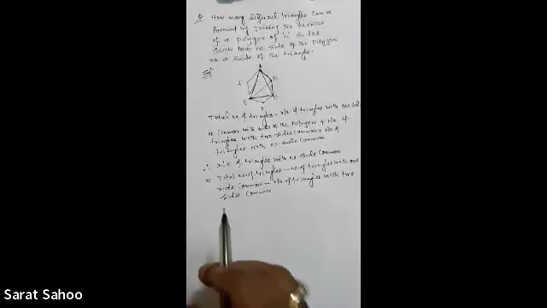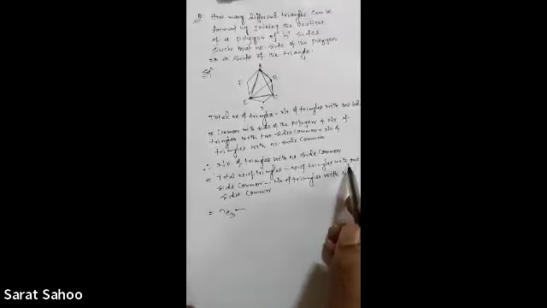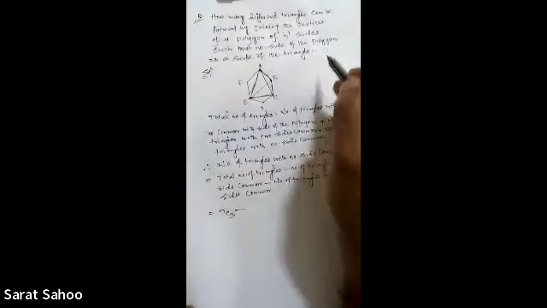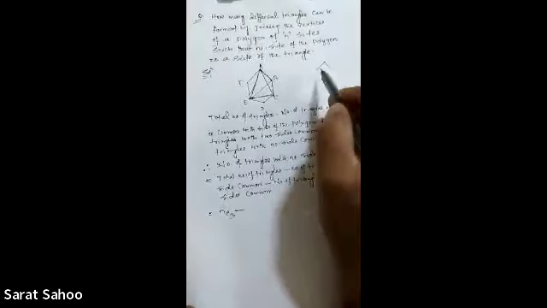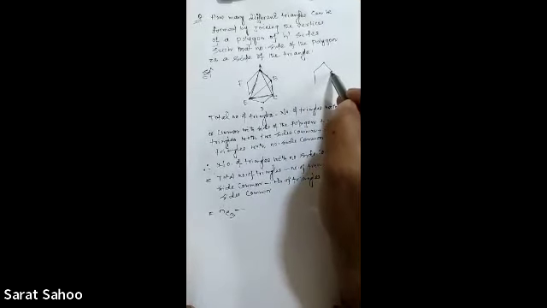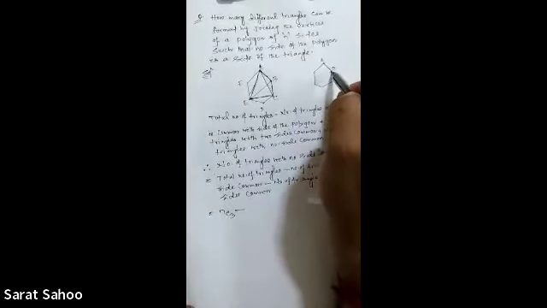So the total number of triangles is equal to nC3 minus the number of triangles with one side common. For the sake of understanding, I am taking the case of a hexagon. Suppose AB is a side which is common. So if one side is common, then the adjacent vertices, that is C, D, E, F.